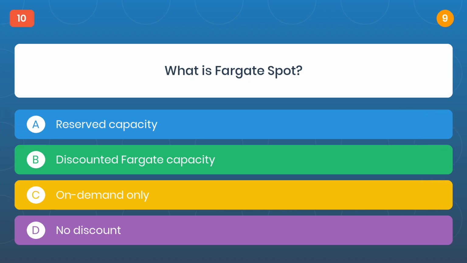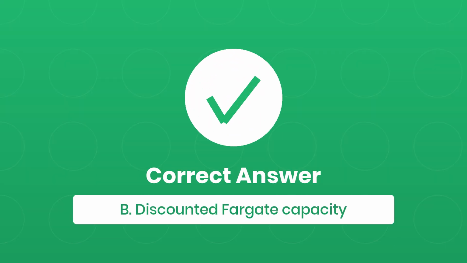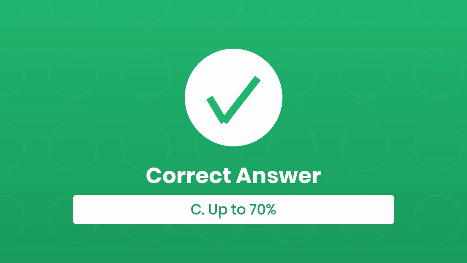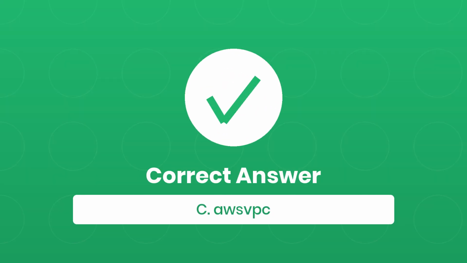Question 10. What is Fargate Spot? The correct answer is B, discounted Fargate capacity. Question 11. How much can Fargate Spot save? The correct answer is C, up to 70%. Question 12. What network mode does Fargate use? The correct answer is C, awsvpc.